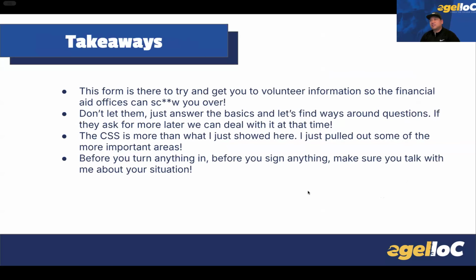Okay. Now, takeaways. I want to be very clear. This form is here to try to get you to volunteer information so that the financial aid offices can beep you over. Don't let them. Answer the basics and then let's find a way around the questions. If they ask for additional information later on, we can deal with that later on. The CSS is definitely more than what I just showed here. I just showed you snippets throughout so that you can get a taste for it. This was probably about, I'd say, 15% of the form. Okay.